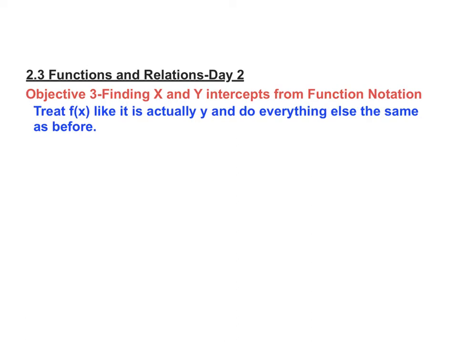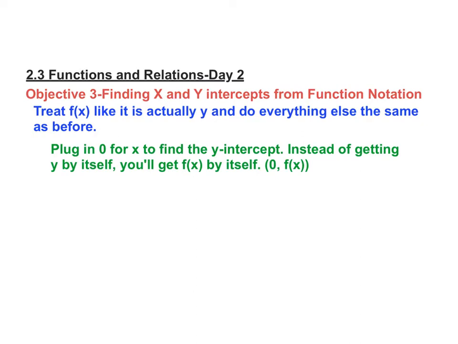All right. How about for the y-intercept? What am I plugging in? 0 for x. 0 for x. Okay, so it's the same idea, same concept, but instead of there being a y, because there's not going to be a y, there's going to be an f of x or a g of x or an h of x, you're going to plug that in. Okay, that's all that this says. So to find the y-intercept, you're going to plug 0 in for x, and instead of getting 0 comma y, you're going to get 0 comma f of x.